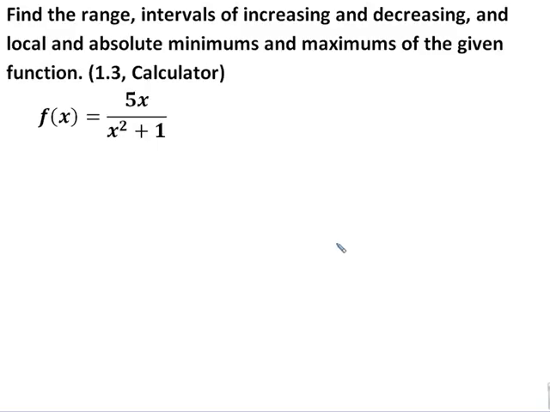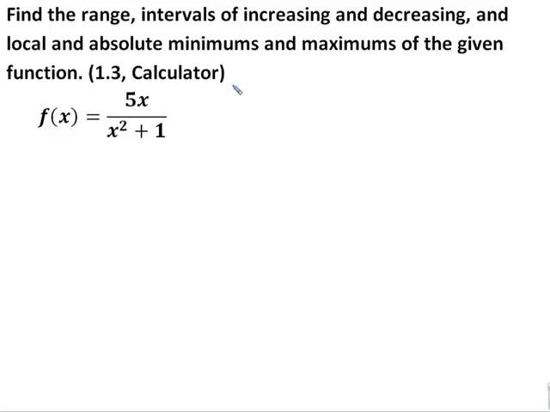Our next problem deals with several different properties of functions. It says find the range, intervals of increasing and decreasing, and local and absolute minimums and maximums of the given function. Okay, here we're given a rational function. Now at this point we should be able to graph that by hand and figure a lot of those different properties out without the calculator.